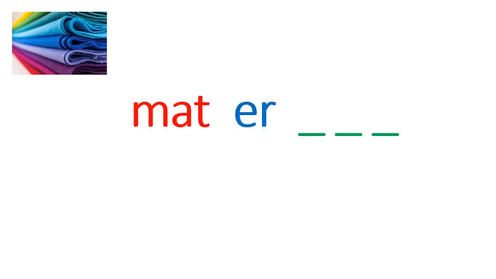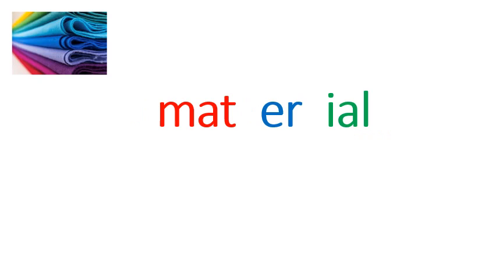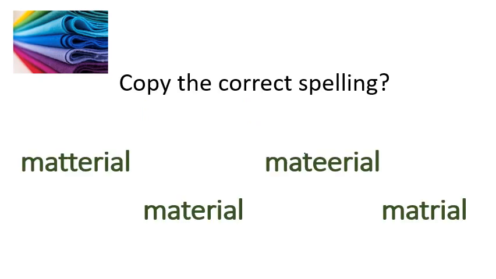First part of the word, mat, how do we spell it? M-A-T. And then that middle tricky section, which sounds like ear, but isn't spelt like ear, what do we write for that? That's right, E-R. And then finally, ial at the end, material, I-A-L. Well done. Copy the correct spelling from this choice of 4 now.